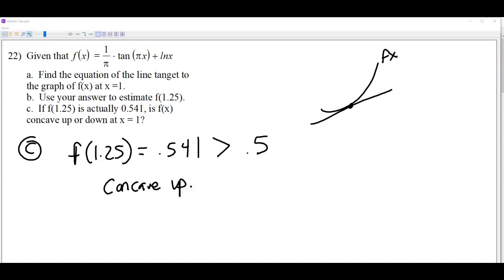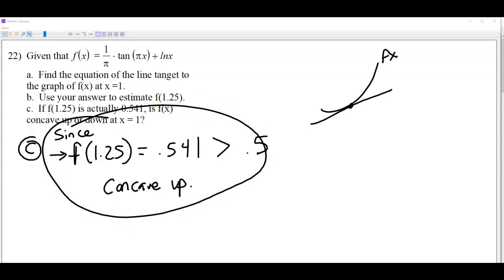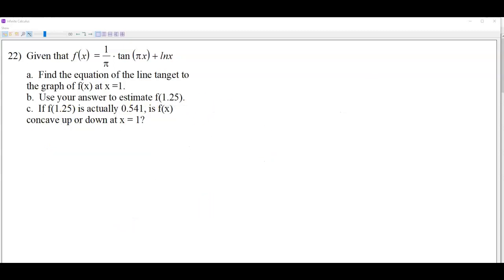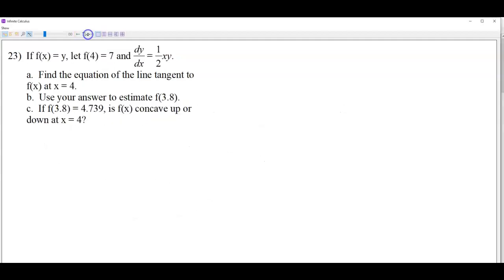Okay, so now you may have an FRQ like this. You could just put, "Since the actual value is greater than 0.5, it's concave up." That's good enough. You don't need to draw the picture like I did. I just did that to explain myself. But this is sufficient. You need to make the statement that the actual value is either greater than or less than the estimated value.